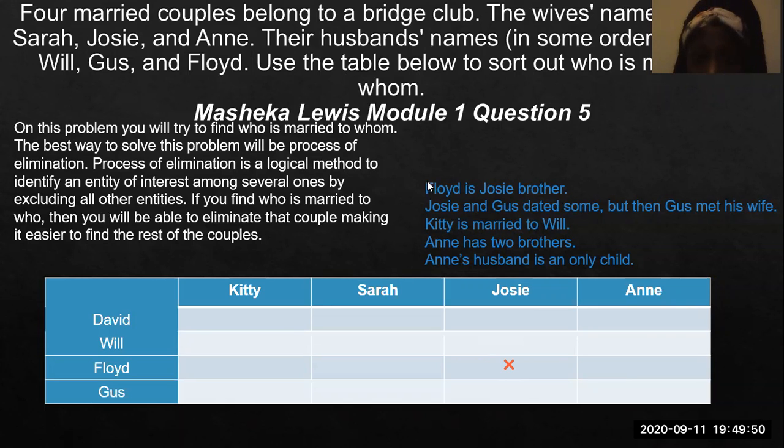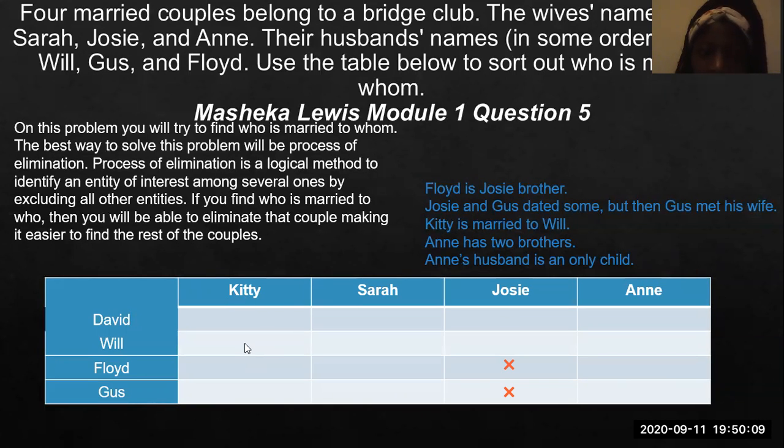Okay, it says Josie and Gus dated some, but Gus met his wife. So we know Josie and Gus are not married, so go to Josie, down to Gus, and put an X. And then Katie is married to Will.